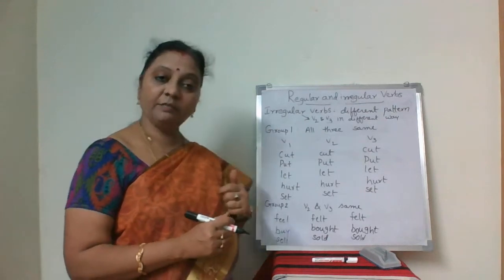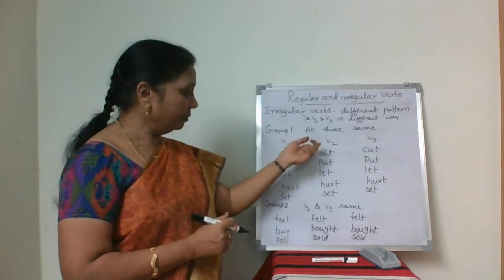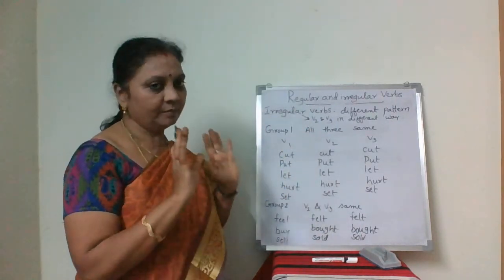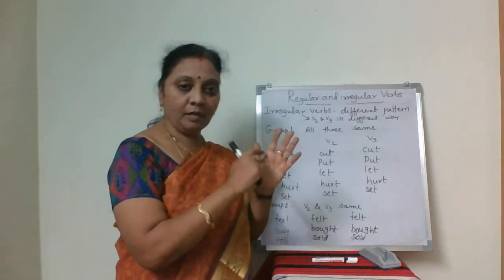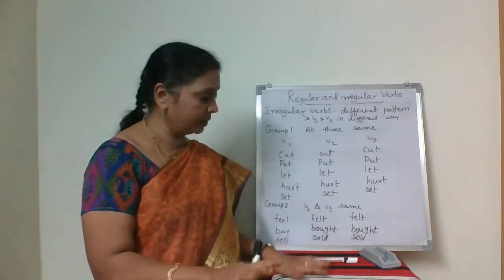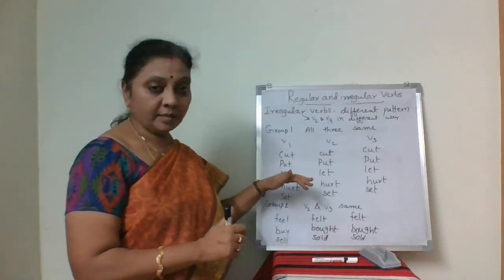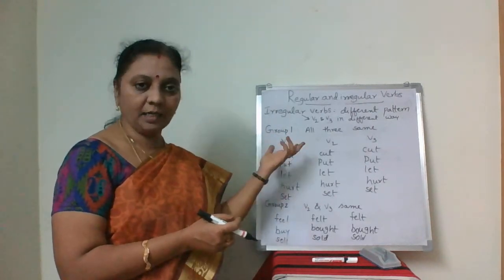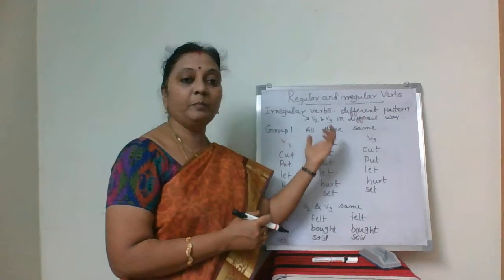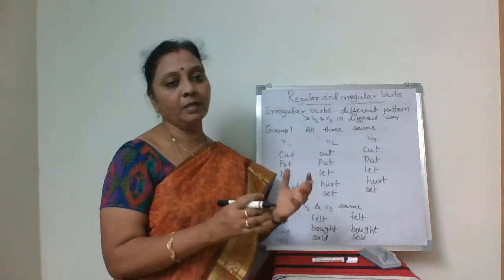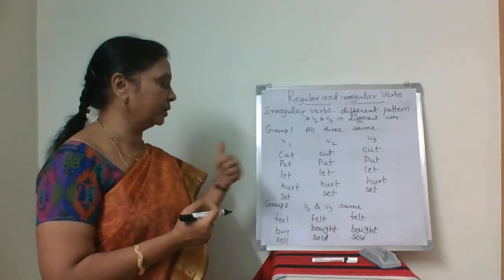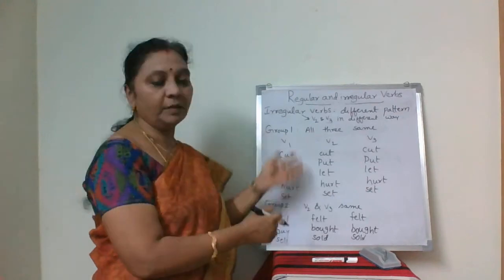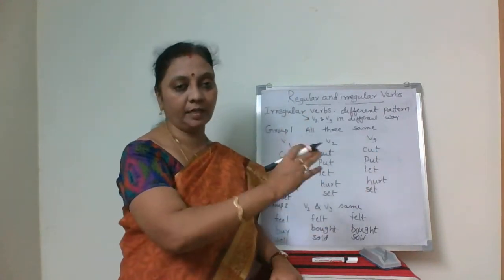Then what is the different pattern? The formation of V2 and V3 is what makes the difference between regular and irregular verbs. That is important. First thing, regular verbs are the words that end with ed. Now irregular verbs, under this category we can classify them into four groups based on their past form and past participle form. First group, all three are the same: the base verb, past form, and past participle.